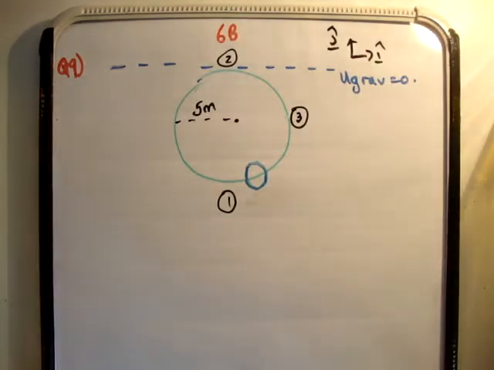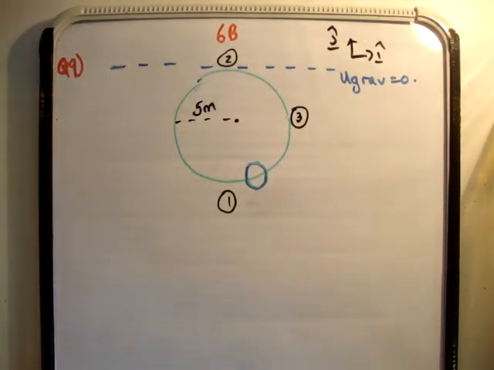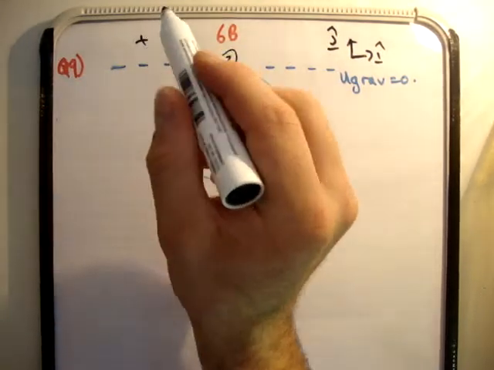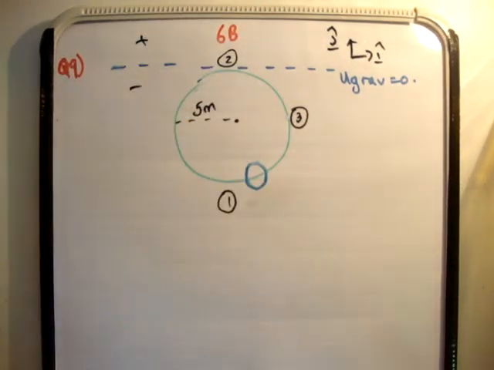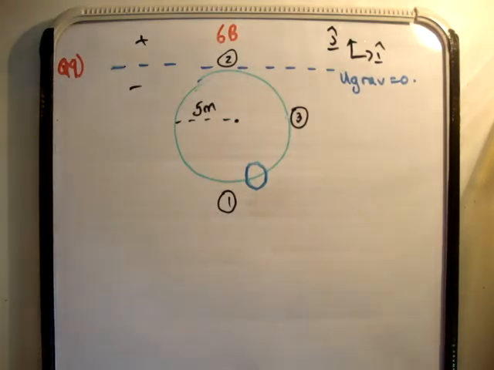Of course you can define it here or here. It doesn't make any difference. Just pick one and go with it. But I'm going to define it there. So as a result, upwards is positive gravitational energy and downwards is negative. So in this case, both points 3 and 1 have negative gravitational potential energy.